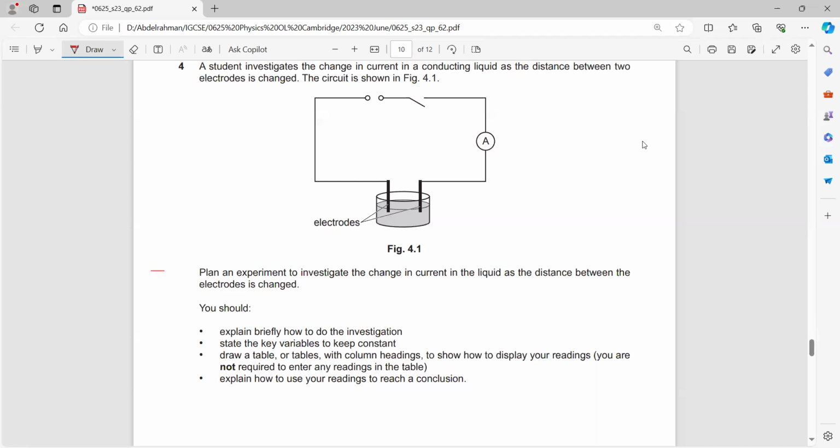It's a very simple experiment. It looks quite hard, but it's actually very simple. It's very easy. Why? Because I will only change what? What's the only thing I will be changing in this experiment? Distance. So I will change the distance. That's all there is to this question.